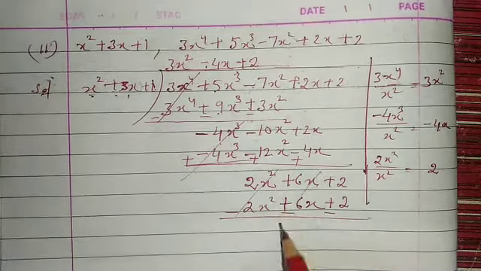Therefore we can say that x square plus 3x plus 1 is a factor of 3x to the power 4 plus 5x cube minus 7x square plus 2x plus 2. This is the factor. If the remainder is 0, then that number is a factor of the given number.